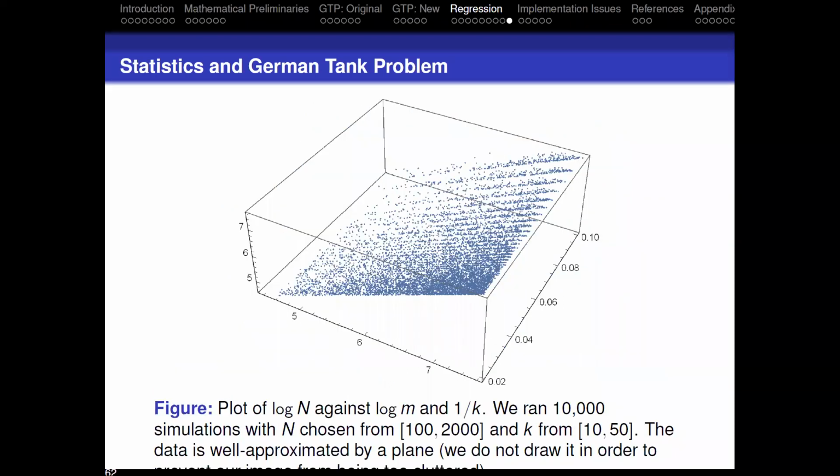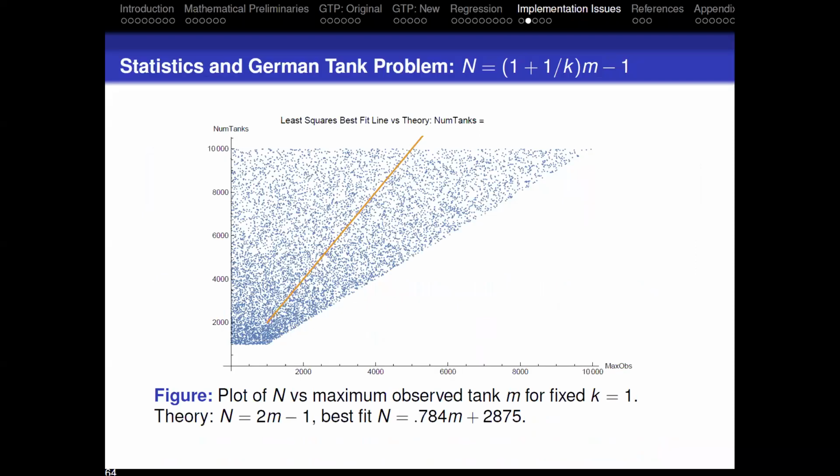If I do a more general one, just plotting log of N against log of M and 1 over K, you actually get a really nice hyperplane. I don't want to go into too much detail about this, but just to show you that it does look like something is happening. What I want to focus on is the following implementation issue.